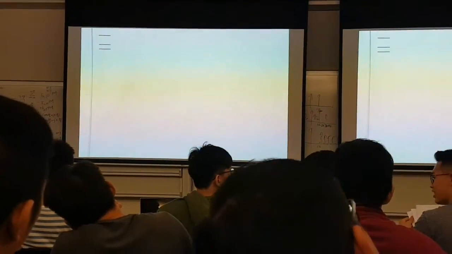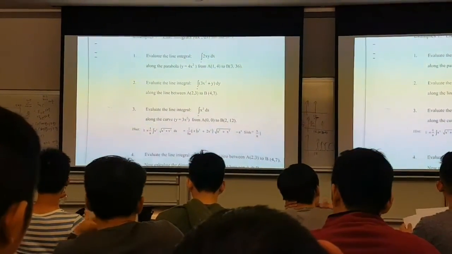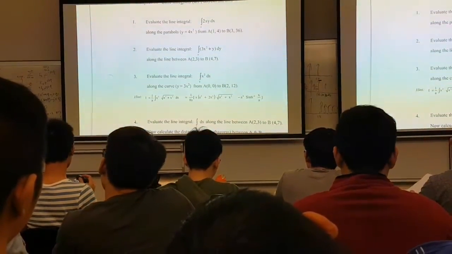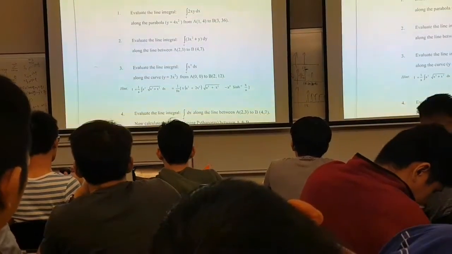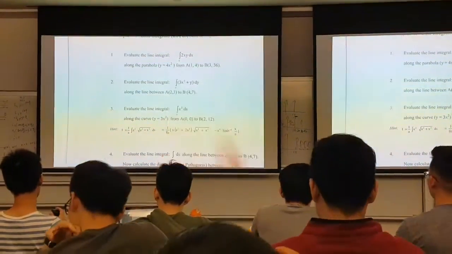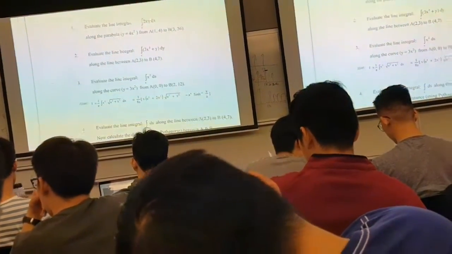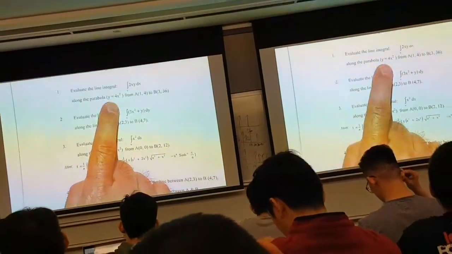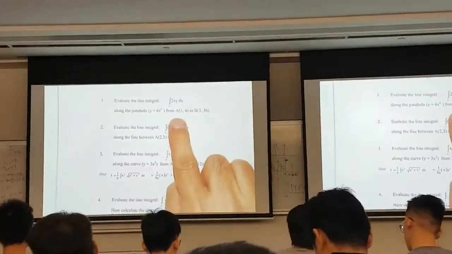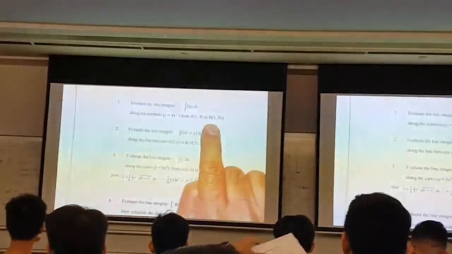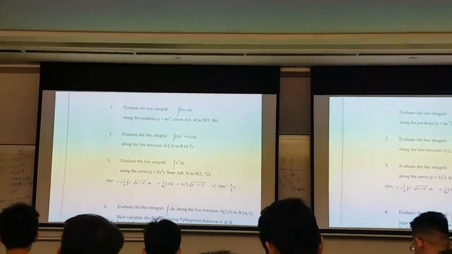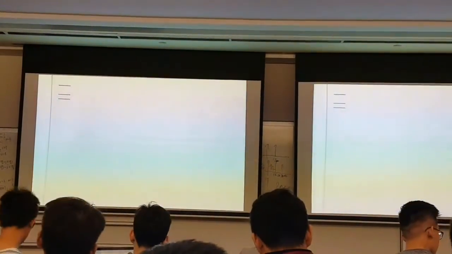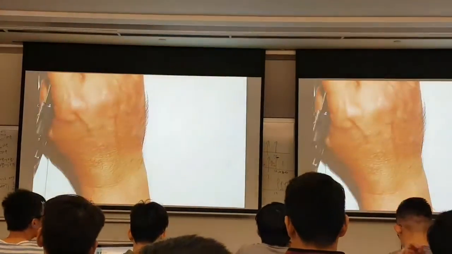Okay, so what we have here is a line integral. So we are into line integral now. We are asked to evaluate the line integral of, for example, 2xy dx along the parabola y equal to 4x squared, from the starting point A equal to (1, 4) to B (3, 36). Let's take a look to see whether it's quite straightforward or whether it's going to be tedious.